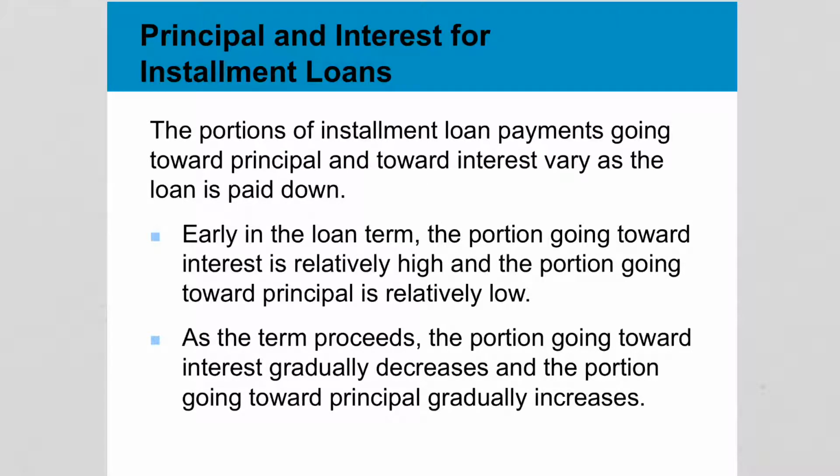The portions of an installment loan payment going towards principal and interest vary as the loan is paid down. So in the beginning of the loan, you're paying mostly on interest. And towards the end, you're paying more towards principal.